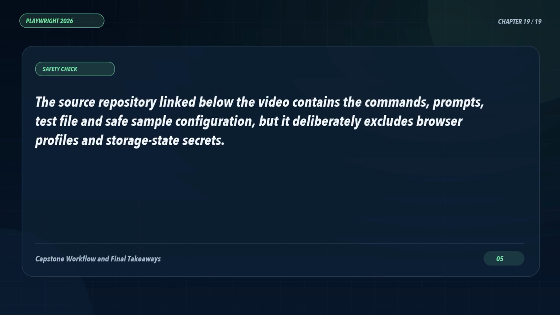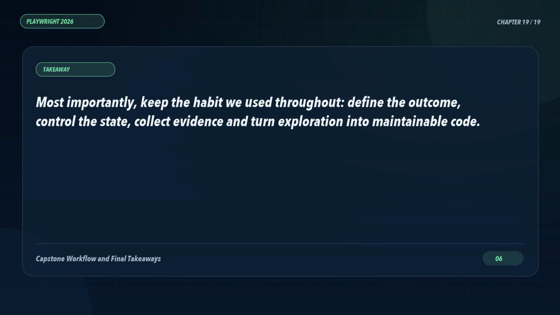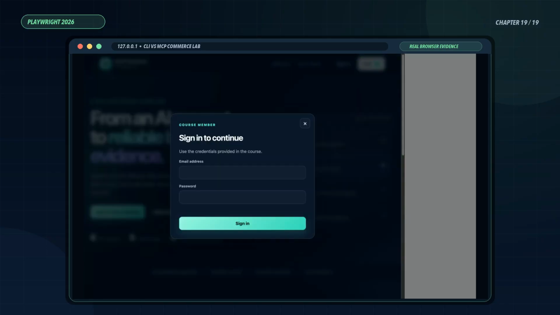At that point, the Capstone has produced more than a browser demonstration. It has produced a reproducible test, failure coverage, diagnostic artifacts, and a reasoned tool decision. The source repository linked below the video contains the commands, prompts, test file and safe sample configuration, but it deliberately excludes browser profiles and storage state secrets.